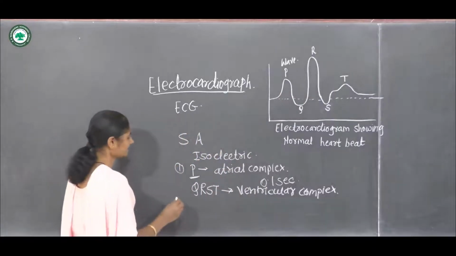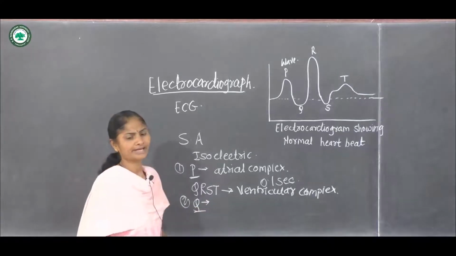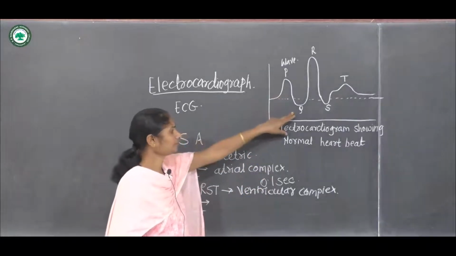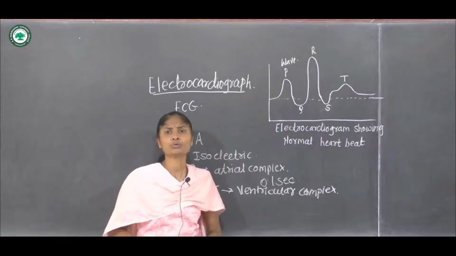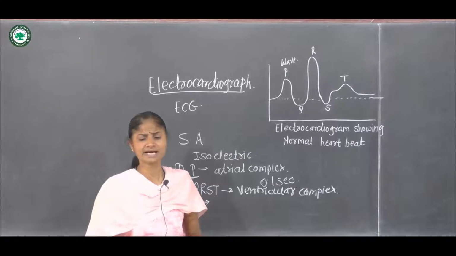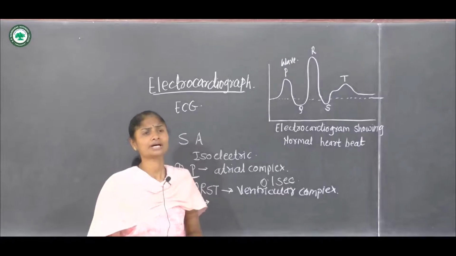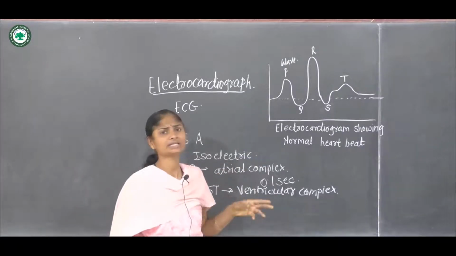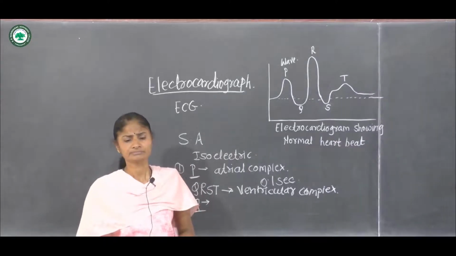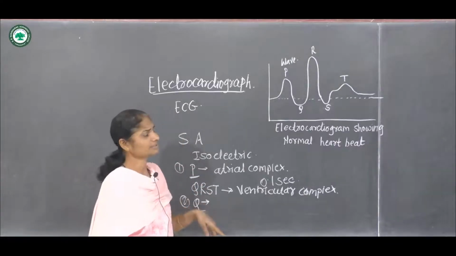The next wave in our list is the Q wave, which is the first downward deflection. In the diagram, the Q wave shows a downward deflection. At this stage, the impulse arrives at the interventricular septum. The septum contracts, hence the Q wave is caused by the activity of the septum.